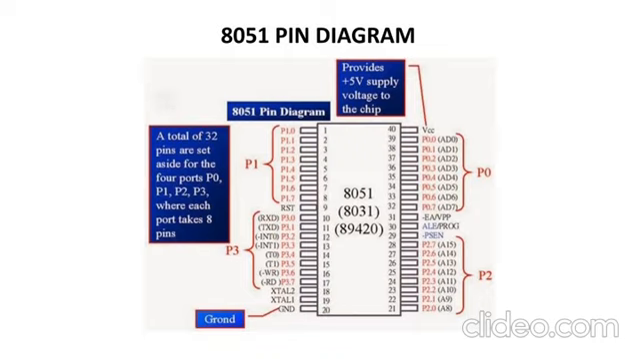Always, the 9th pin is the reset pin. So leave that 9th pin and start writing from the 10th pin. Start writing port 3, that is P3.0, 3.1, 3.2 and so on, and end it at pin number 17.